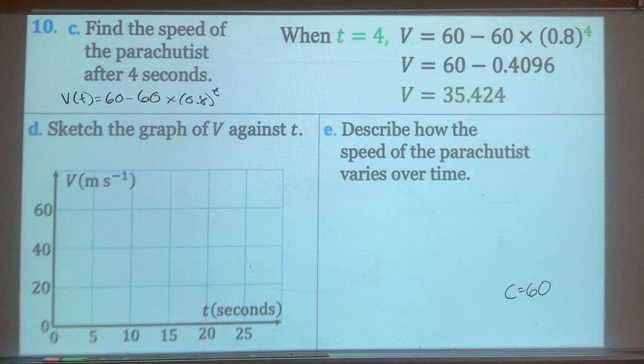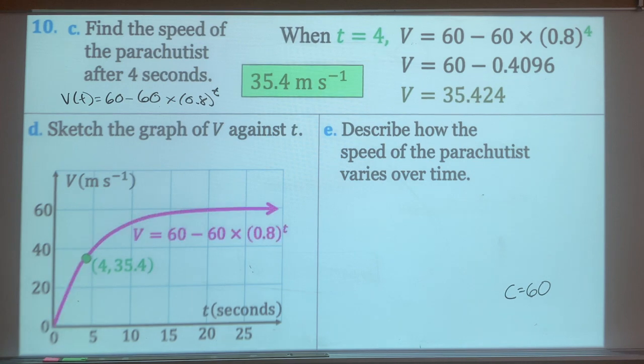So what is that though? What does it tell us? That's your speed. 35.4 meters per second. All right? Next thing you're gonna do is sketch the graph. So do that real quick. You're sketching the graph. You got this. All right, so we have our points. Our first point we know is 0, 0. We also know 4, 35.4, so now we have our little curve here.